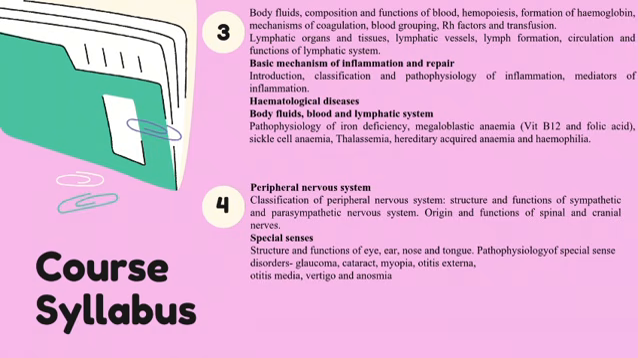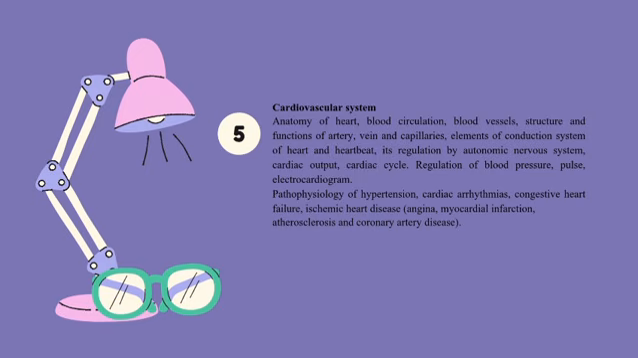The fourth unit is going to be the peripheral nervous system, and the classification of the peripheral nervous system, which will include sympathetic and parasympathetic divisions and the special senses, that is, eye, ear, and nose. The fifth and last unit will include the anatomy of the heart, blood circulation, blood vessels, the structure and function of artery, vein, and capillary, the conductive system of the heart, blood pressure, and electrocardiogram. This will also include the pathophysiology of hypertension, cardiac rhythm, congestive failure, and ischemic heart disease, including angina, myocardial infarction, atherosclerosis, and coronary heart disease.